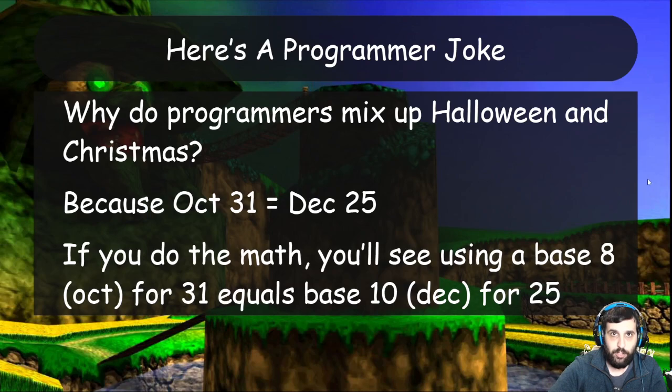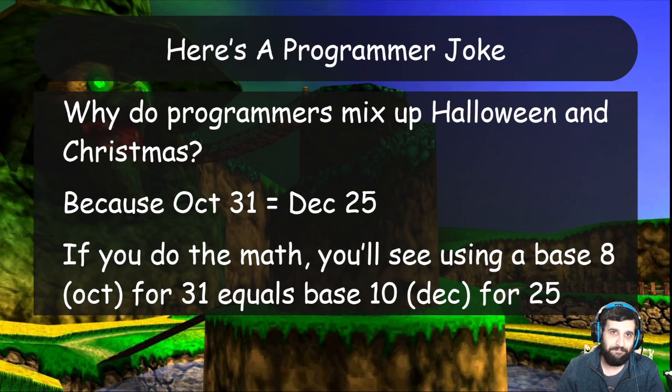So here's a little programmer joke for you guys. Why do programmers mix up Halloween and Christmas? Because oct 31 is equal to dec 25. The joke is that October's abbreviation is OCT, so it's like oct, like base 8. And decimal, which is December shortened down, if you do the conversion between oct and dec, 31 is equal to 25. So this is probably more for people who actually used base 8, which is not a lot of you.